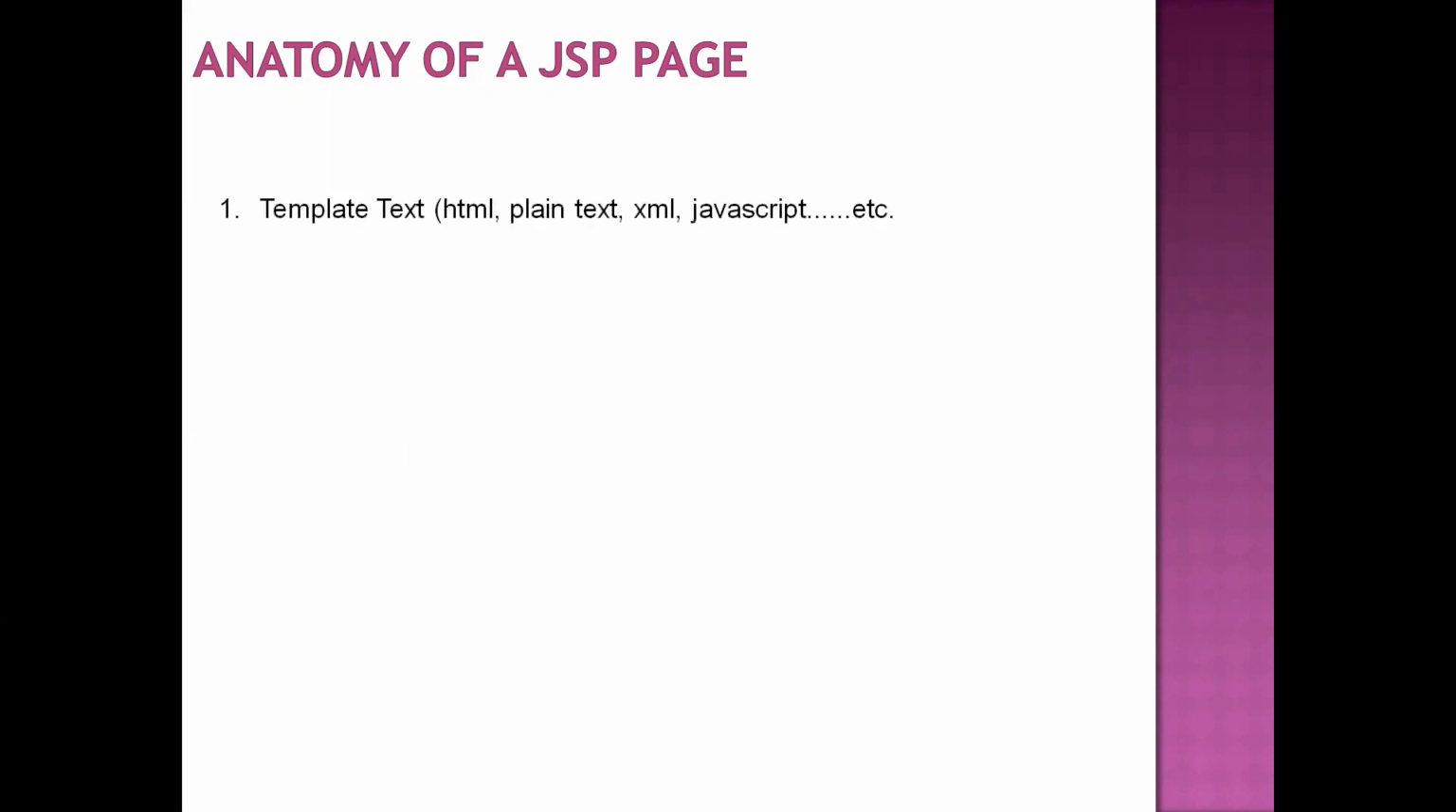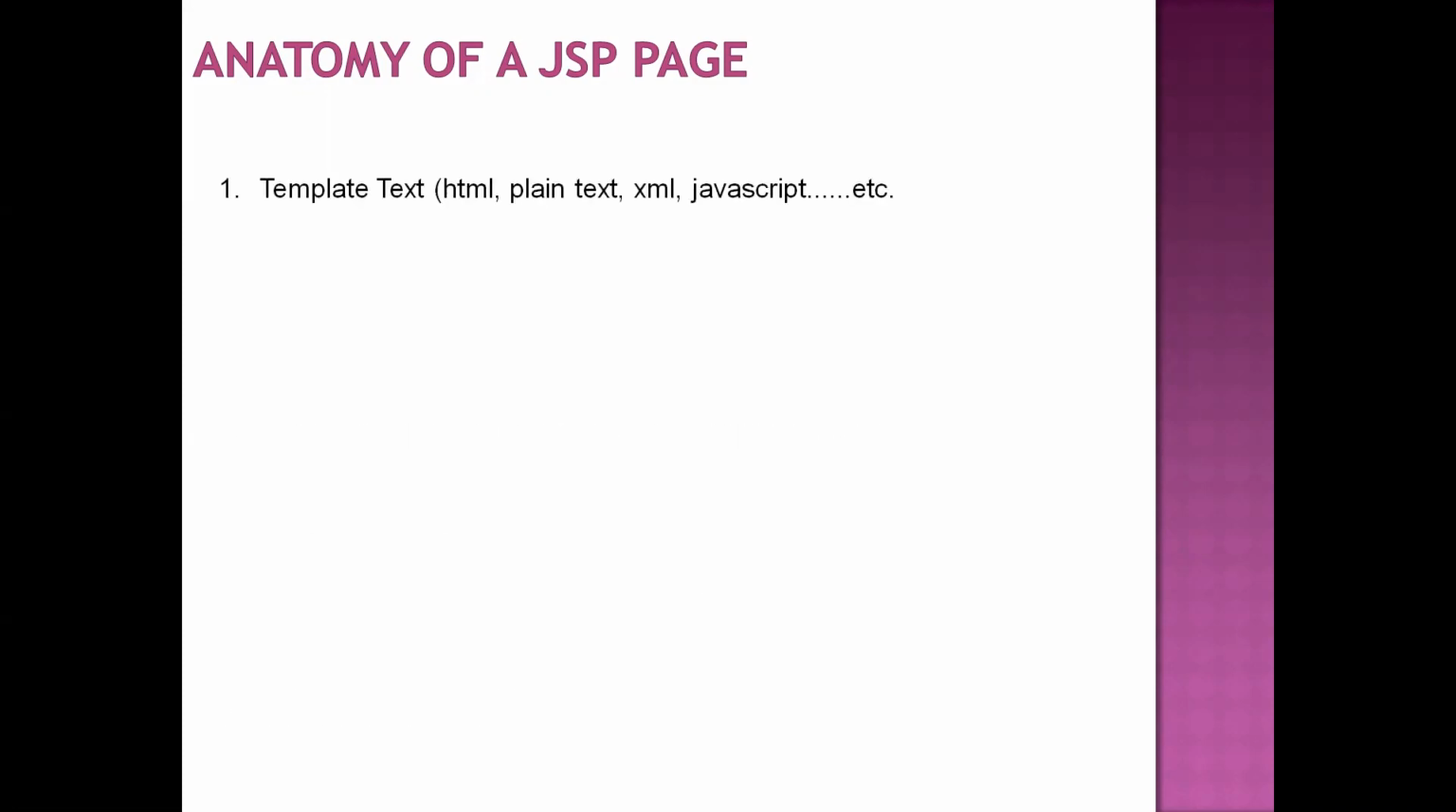First of all, your JSP contains two important parts. One is template text, the other one is JSP elements. Whatever content you write other than JSP elements, we call it template text. It may be HTML code, XML code, normal plain text, or JavaScript code.